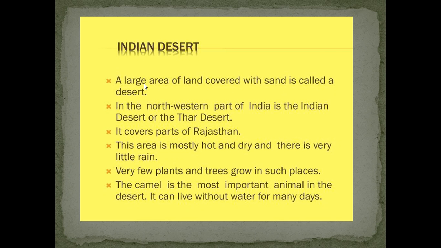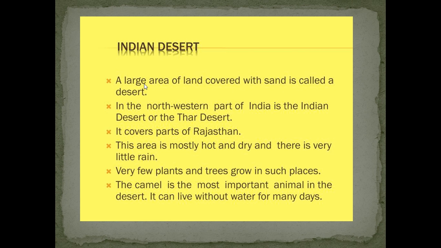This area is mostly hot and dry. There is very less rainfall. Very few plants and trees grow in such places. I wanted to give this as a homework. Fellow has already said cactus. We can see only cactus and bichus. Animals like bichus. You know bichus? Scorpio. Yes, and some snakes you can see. Those kind of snakes and scorpions you can see in this deserts.